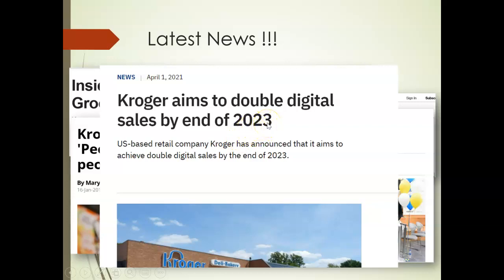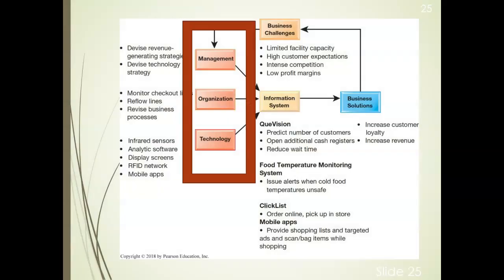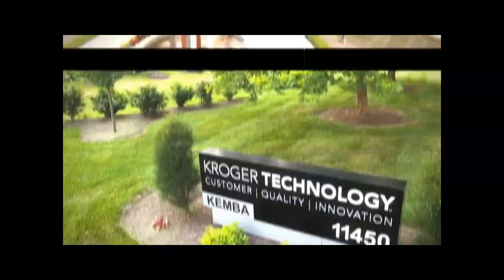So again, just showing you an example of a supermarket which is using information systems in a big way, and you need to see that, and you need to look at the case study. So we call these the 3 dimensions of information systems, and these are some of the jobs.